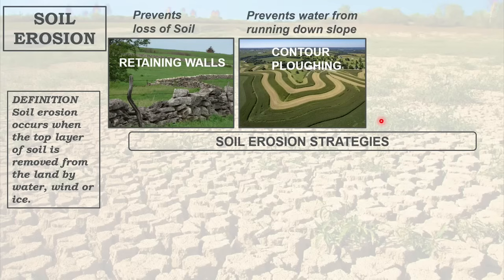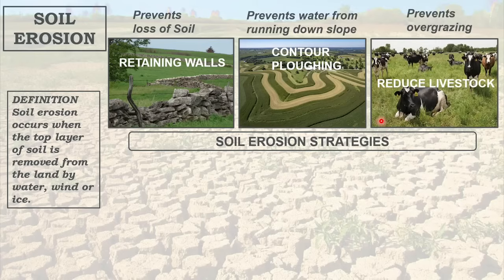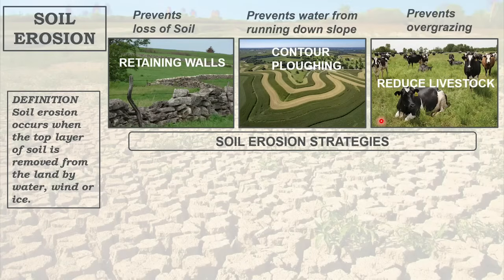When we do our plowing, notice how nicely this farmer has plowed all along the contour lines, because contour plowing prevents water from running down the slope and therefore washing away the soil. And we can identify retaining walls and contour plowing on a topographical map. Reducing of livestock will prevent overgrazing. It is difficult to see on a topographical map when livestock has been reduced, but it is one way in which we do combat soil erosion, by having fewer animals on our farm.